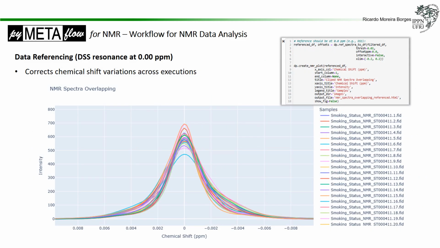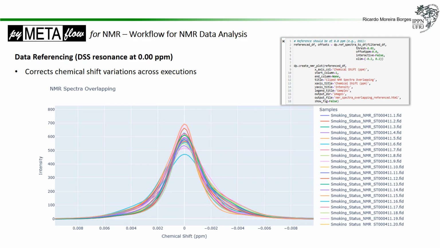So we can also correct chemical shift variation across executions, across runs, and that will be the data referencing. This is different from an alignment, this is just referencing. You can do that fairly easily on an NMR data processing tool like MNova, but I would just do it again here.